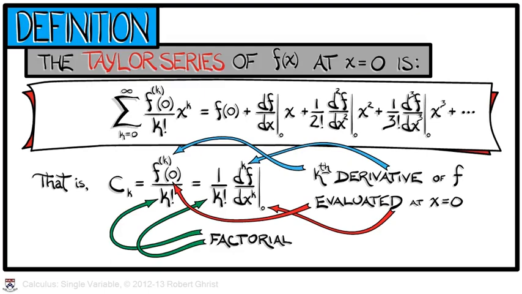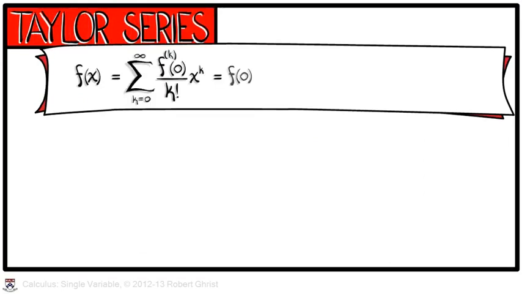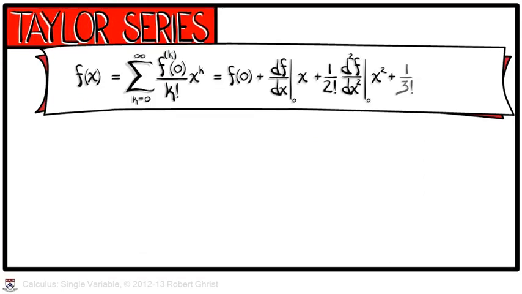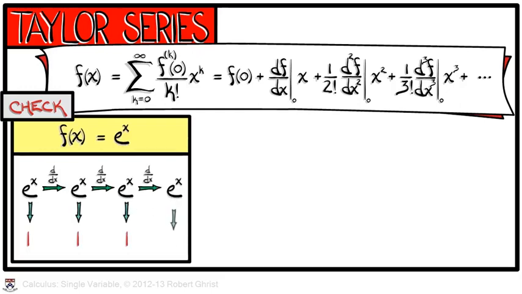And for all intents and purposes, at this point in the course, remarkably, this series returns the value of f at x. Let's see how this plays out in an example that we already know. Starting with our definition of the Taylor series, let's apply it to the function e to the x. In order to compute this, we're going to need to know the derivatives of e to the x, and we're going to have to evaluate them at x equals 0.